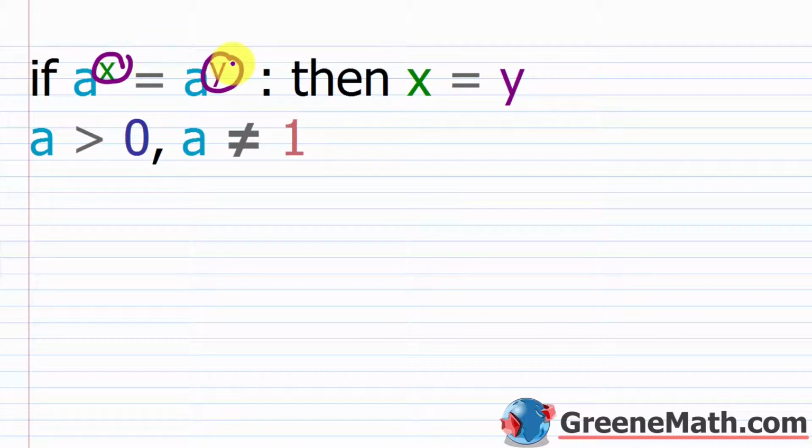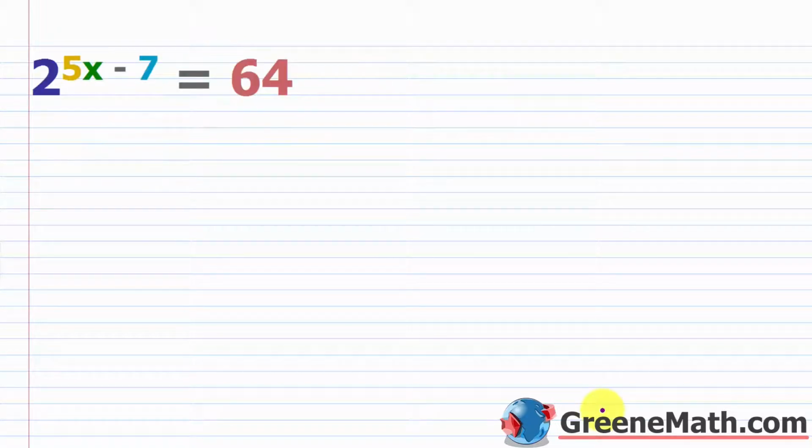So if you have the same base, then you're just going to set the exponents equal to each other and solve the resulting equation. So it's easy enough. Let's just jump right in and look at an example. So we have 2 to the power of 5x minus 7 is equal to 64.